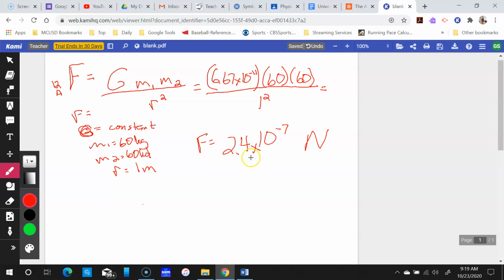So again, coming out of scientific notation, if you're really looking for the gravitational attraction between you and the student sitting next to you, I guess really what we're saying is you would have 0 point, and then it looks like we'd need about 6 zeros, 1, 2, 3, 4, 5, 6, then 2, 4 newtons.